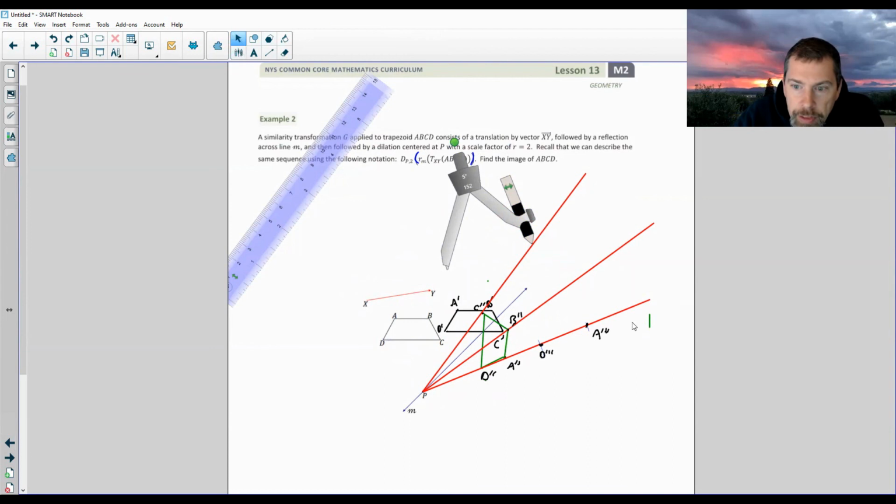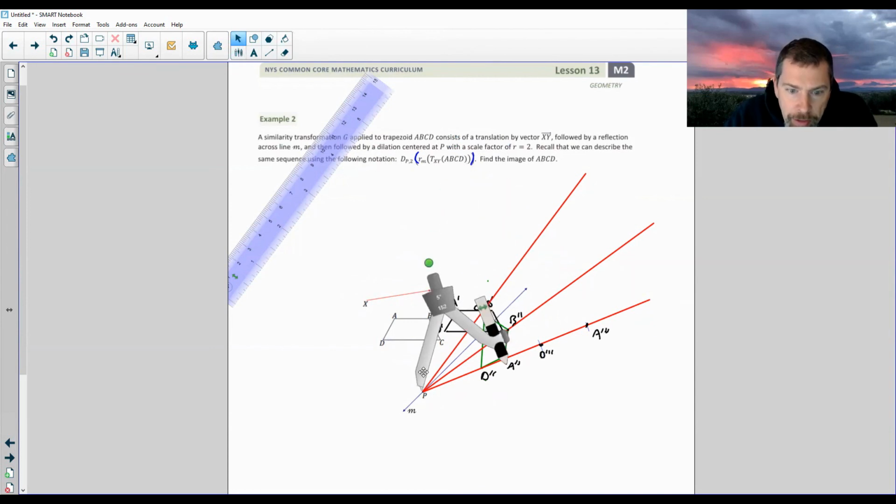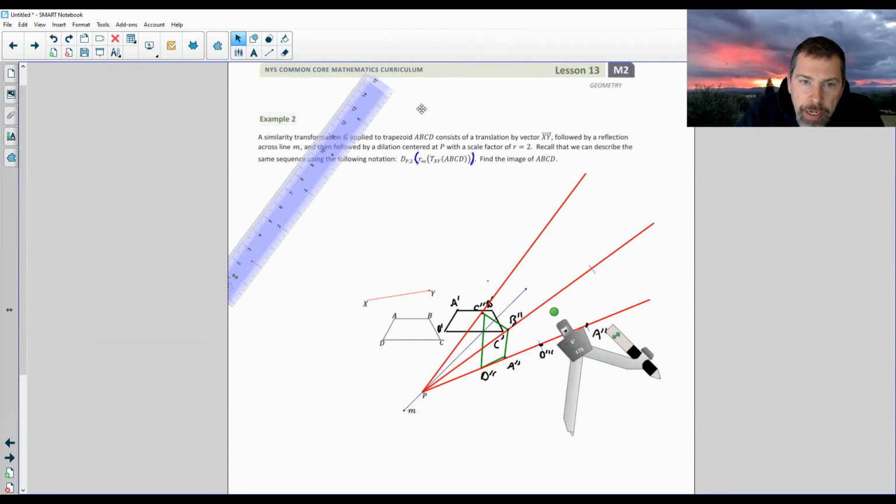Okay, let me get this out of here. Then I put my compass back on P, rotate it so my pencil's on the red ray going out to B double prime. So there is a radius P, B double prime. Duplicating that will be a times 2. Make an arc, and that is where my B triple prime is going to be.